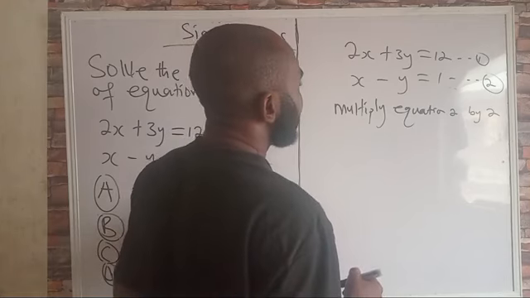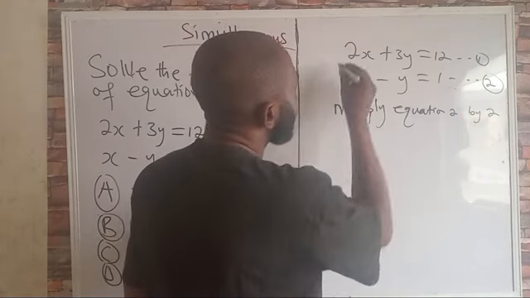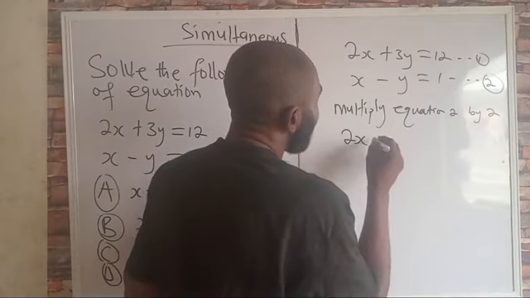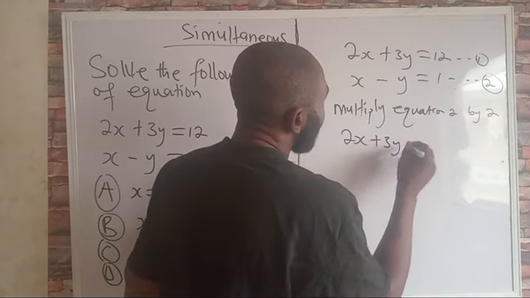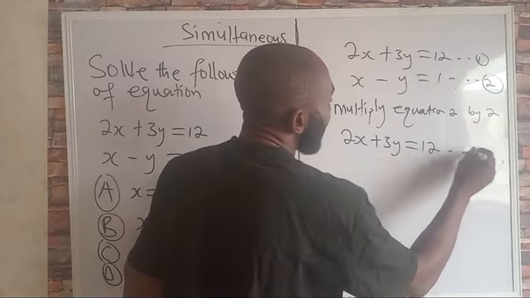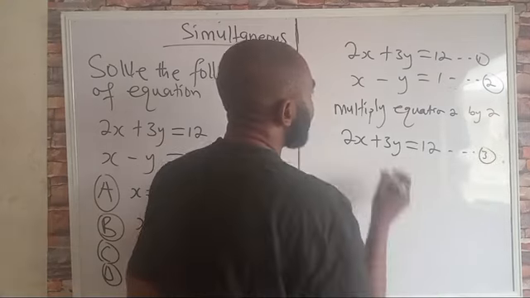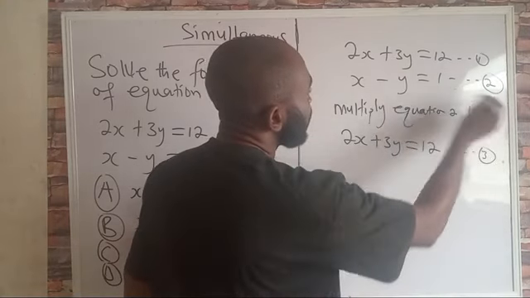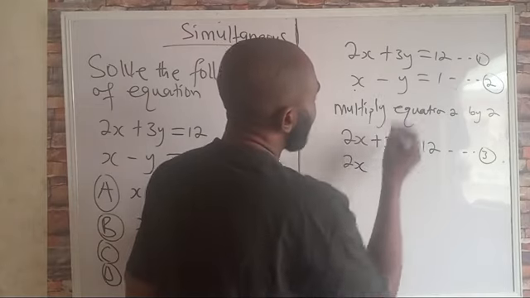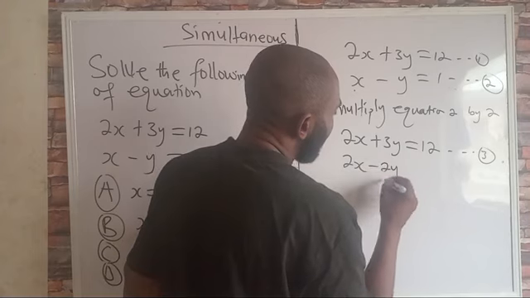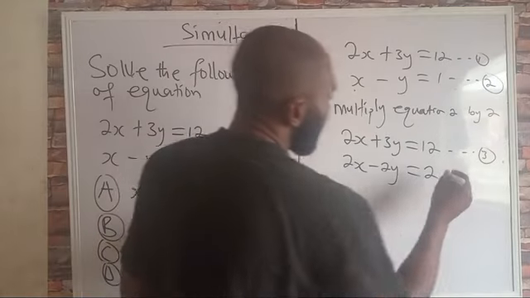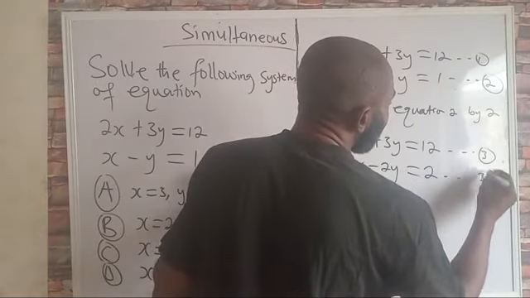Okay, since equation 1 I have to keep, I'll just bring it down. 2x plus 3y is equal to 12. Let me name this equation 3. Then this one that I'm going to multiply by 2 throughout, 2 times x will give me 2x. 2 times minus y will give me minus 2y. And 2 times 1 will give me 2. I will name this equation 4.